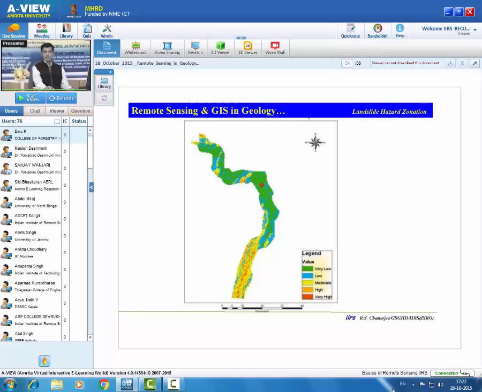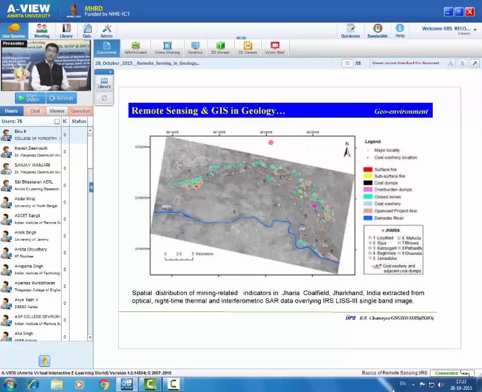But whereas in this green or this blue area, the chances of landslide are very less. Now this is one of the applications for geoenvironmental studies.